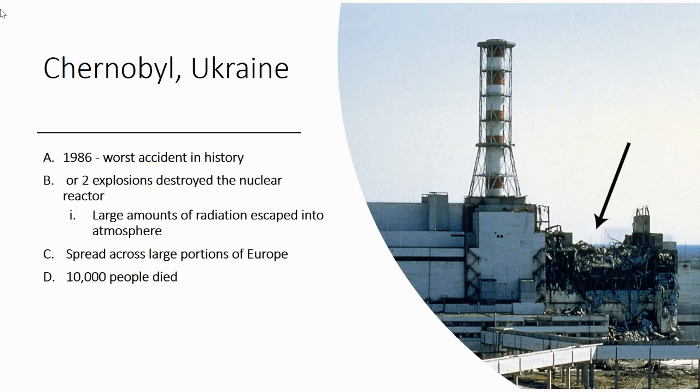US. Now, I'm sure we're all familiar with Chernobyl, Ukraine. This was the worst accident in history to date. Back in 1986, we saw that the nuclear reactor was completely destroyed and exploded. There were large amounts of radiation that escaped into the atmosphere and the surrounding areas. It spread across large areas of Europe, and around 10,000 or so people died.